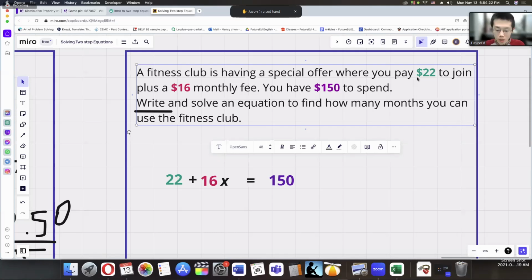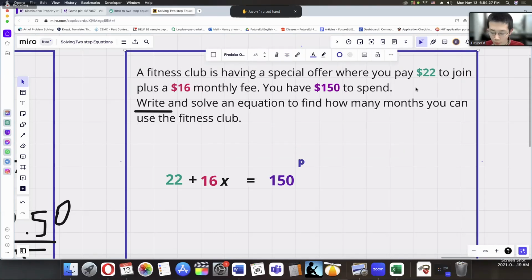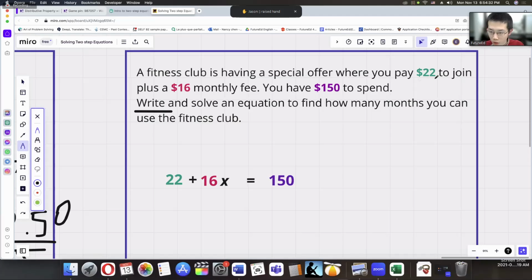Okay, so if we look at the question here, at the beginning you have to pay $22, right? And then you have to pay 16, and then Garrus said you have to pay 16 again for the second month, for the third month, for the fourth month, and so on. But all of that has to equal $150. You can't spend any more, you can't spend any less, right? So this is our equation.